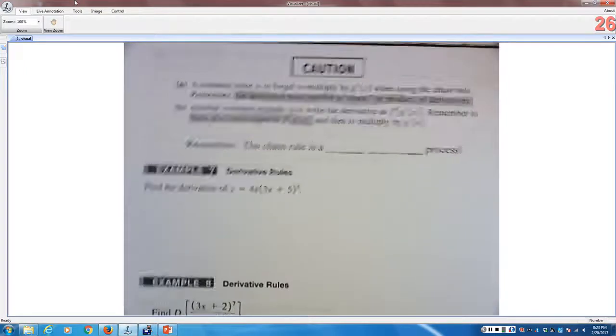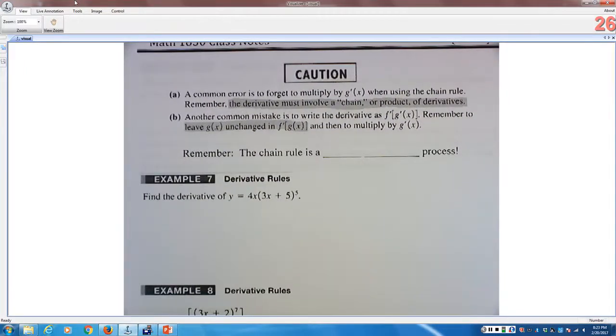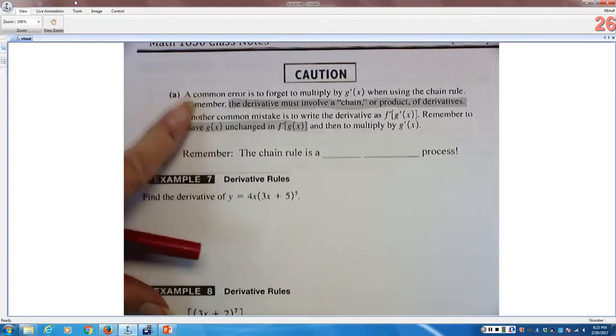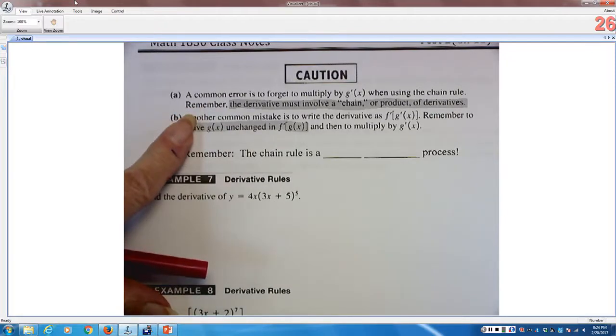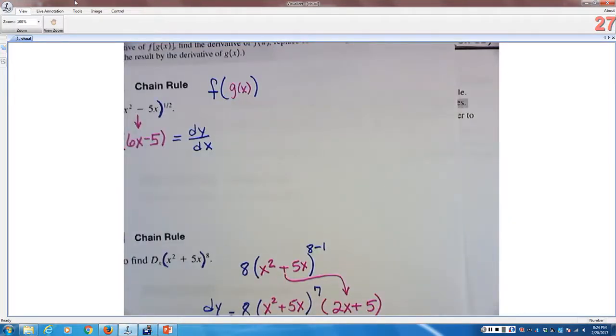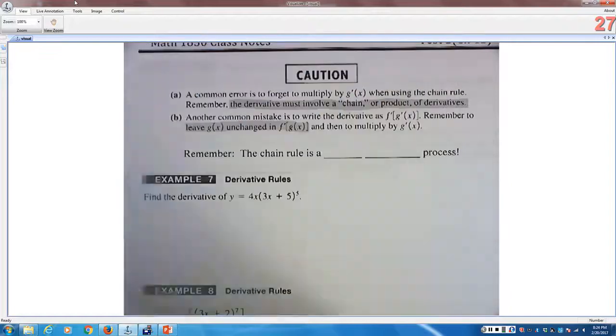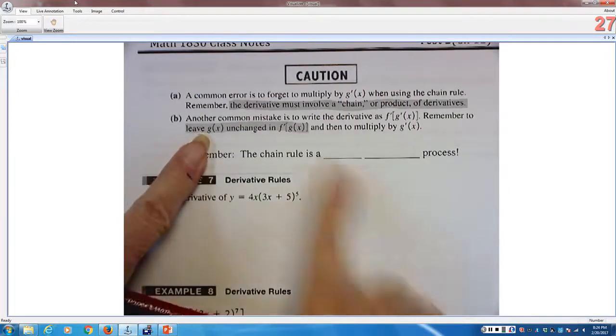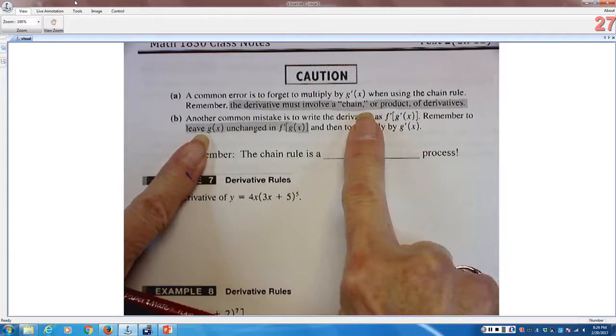Now this is back off of the PowerPoint. A common error is to forget to multiply by g prime of x when using the chain rule. In other words, that step right there. I'll actually do this for you most of the time, pointing out where that came from. That's always your second step, and that's the step a lot of people leave out. So be careful about that. It's a chain. It's a product of two derivatives.